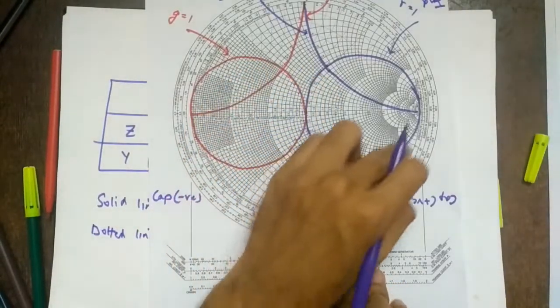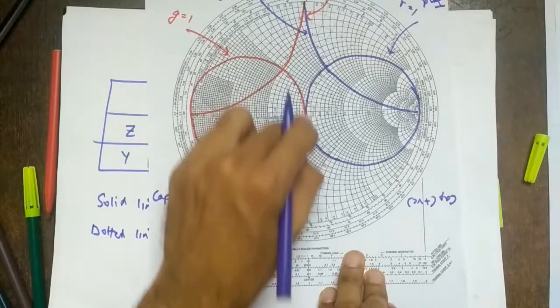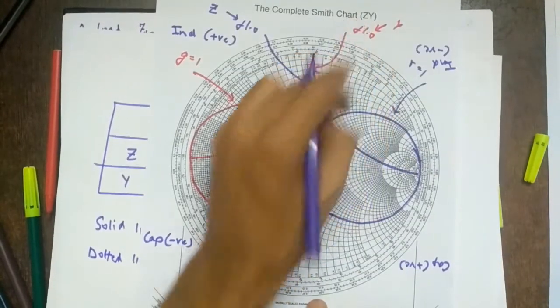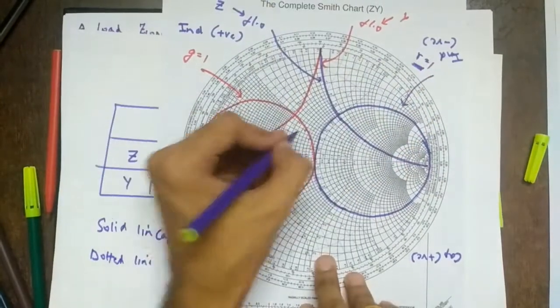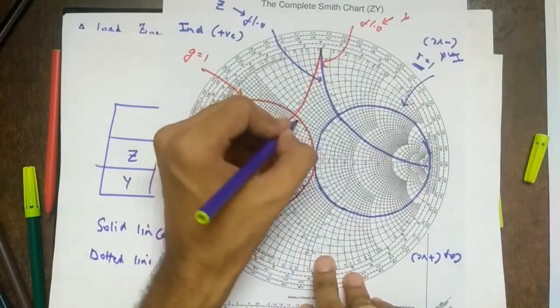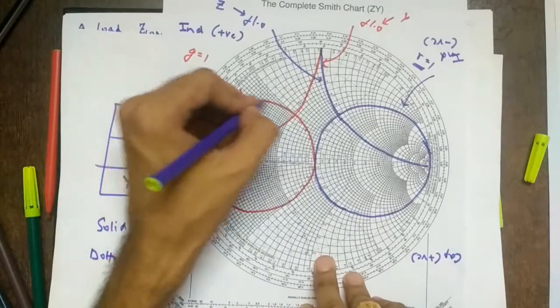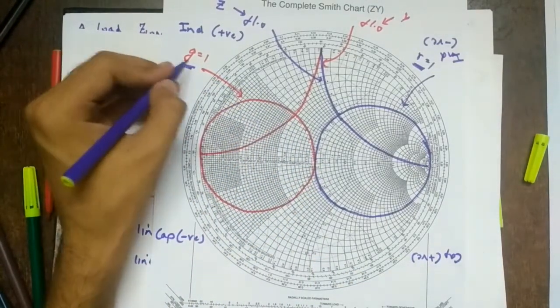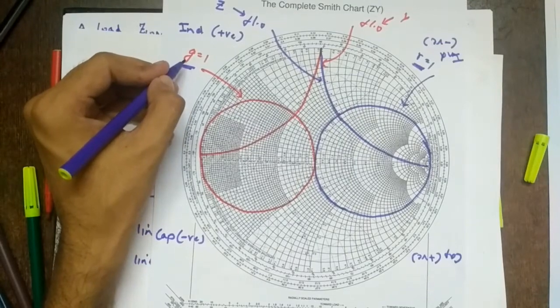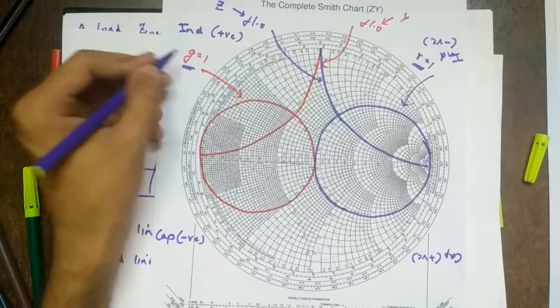So this was representing a solid line. If you see in your Smith chart, this is a solid line. Remember for a Z-Y Smith chart, this is R equal to 1. This red line indicates G equal to 1 because it is a dotted line. If you see in your Smith chart, it will be a dotted line. So this is G equal to 1, the conductance, right?